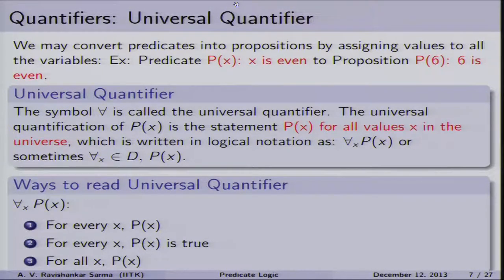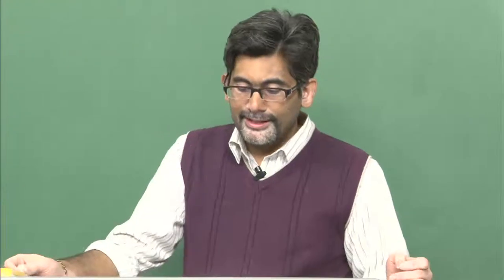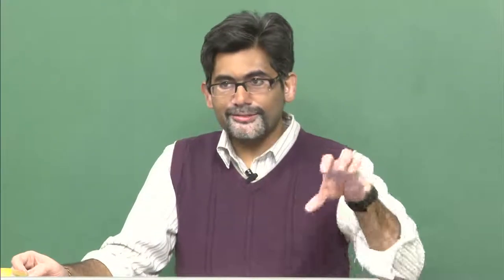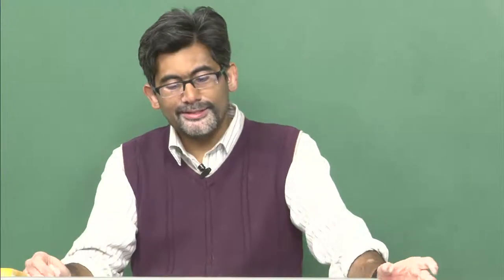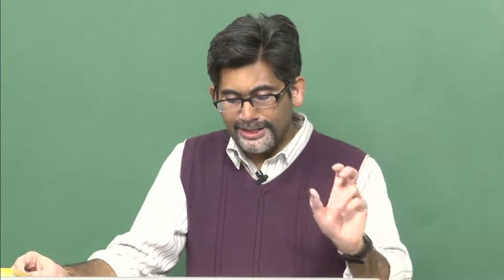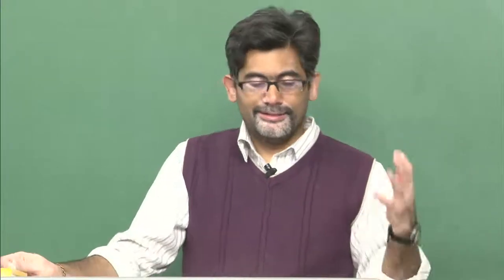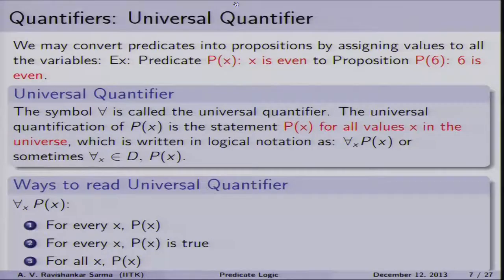Now the universal quantifier is represented as for all x. Universal quantification on P(x) is a statement which says that P(x) holds for all values of x in that particular universe. Suppose you take the universe of discourse as all the crows, and P(x) is x is black, then for all x P(x) has to hold for all the crows in the universe of discourse. Even if one particular crow turns out to be white, then P(x) will not hold. So if that property P(x) holds for all values of x, then we call it for all x P(x), represented as the universal quantifier.